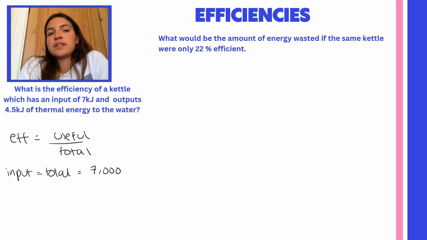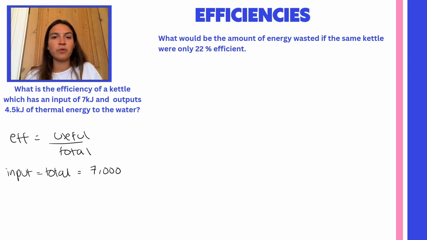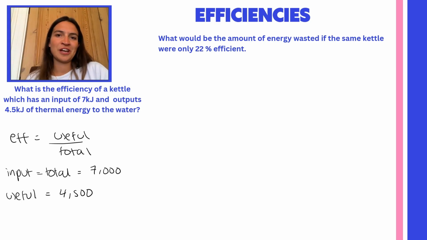Now, as it stands for this question, because both of my energies are in kilojoules, I actually could have just left that number as 7. But if you ever have something where your question is mixed between joules and kilojoules, then you would have to convert the kilojoules first. So I'm going to leave this as converted, and I'm also going to convert my useful energy there, that 4.5 kilojoules, into 4,500 joules.